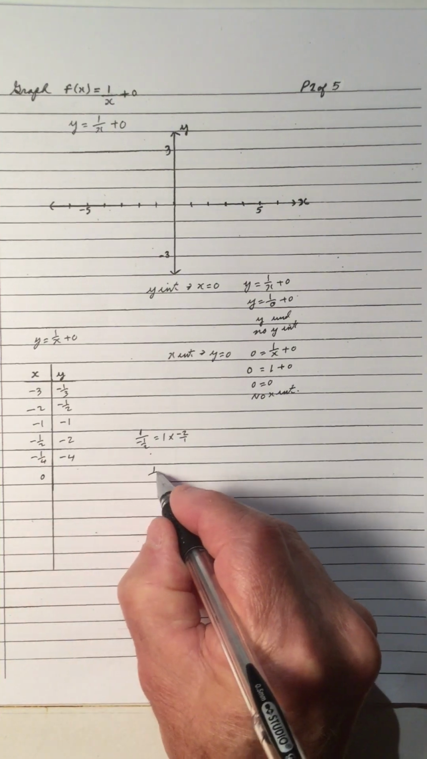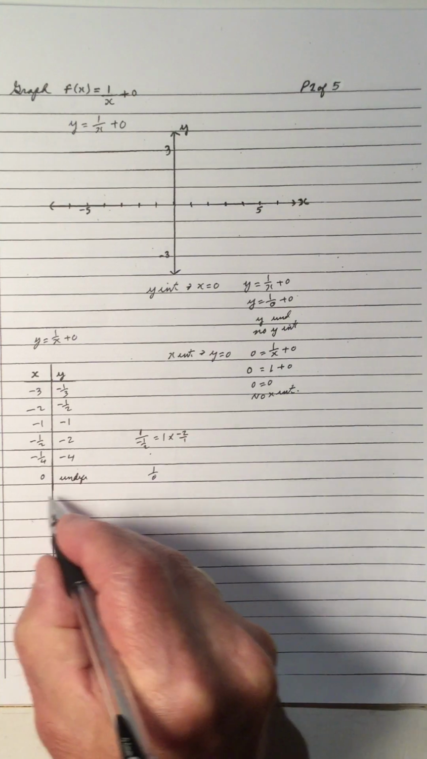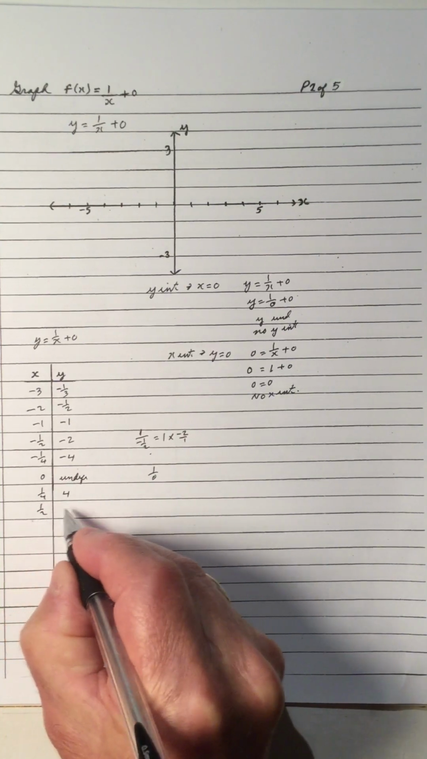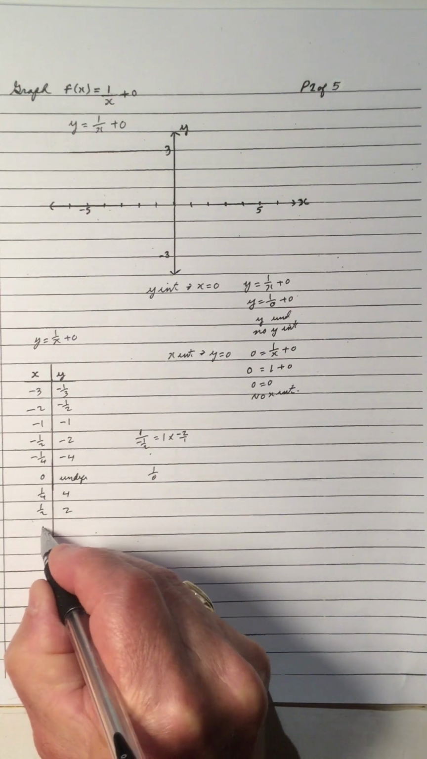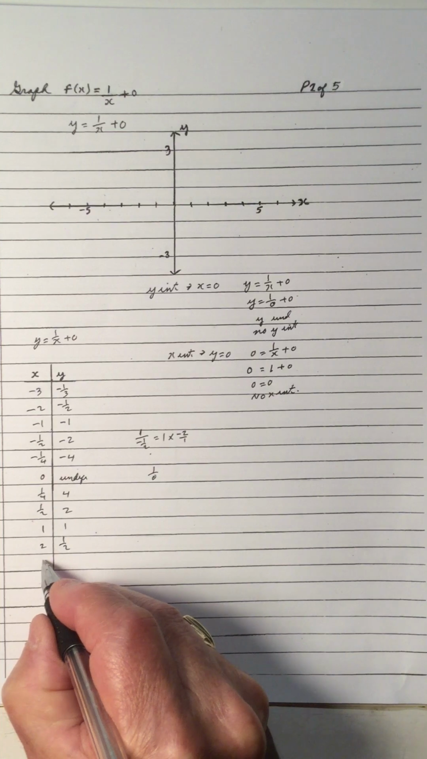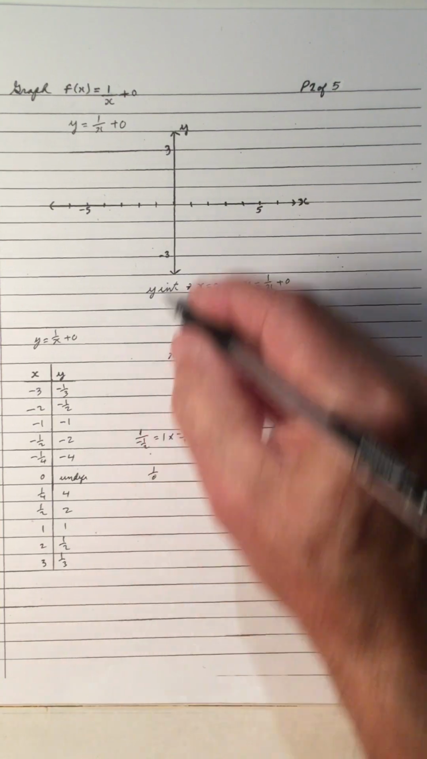And again, we have 0. 1 over 0 is undefined. And for 1/4, the reciprocal is 4. For 1/2, the reciprocal is 2. The reciprocal of 1 is 1. The reciprocal of 2 is 1/2. The reciprocal of 3 is 1/3. So let's have a look at graphing these.